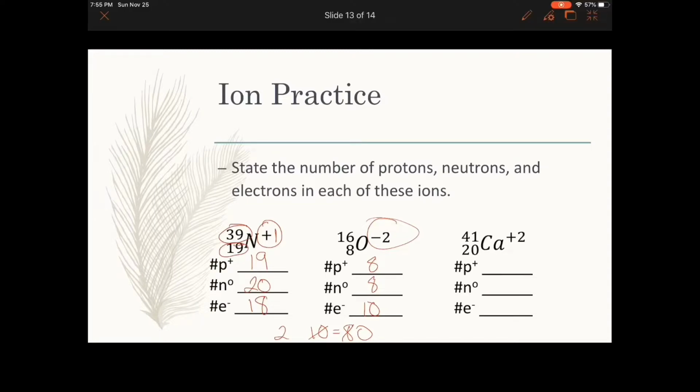All right, so let's look at this next one. We are looking at a calcium atom. The atomic number equals the number of protons, so we've got 20. The number of neutrons, 41 minus 20 is 21. And now we have a plus 2 charge. We have a cation, so a positively charged atom. So we need to subtract 2 from 20, because remember, if it's a plus, that means it has less electrons than protons. So that means we're going to have 18 electrons.